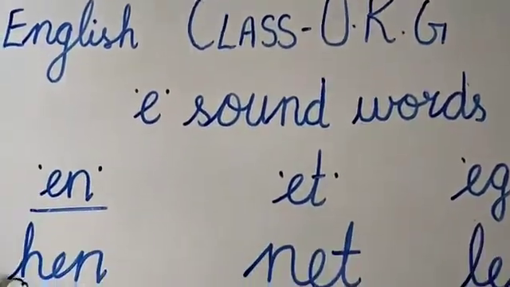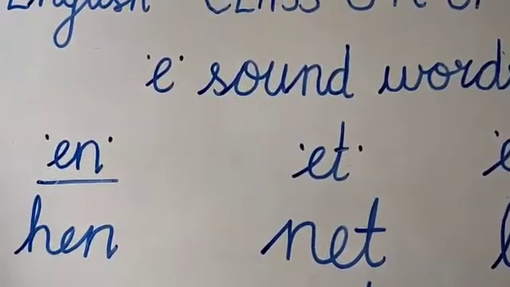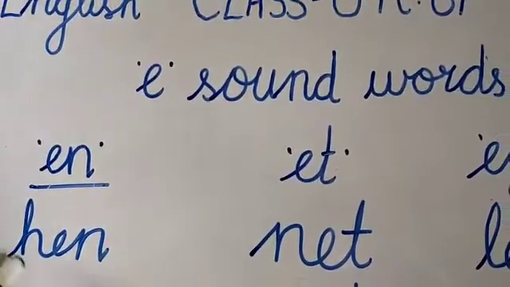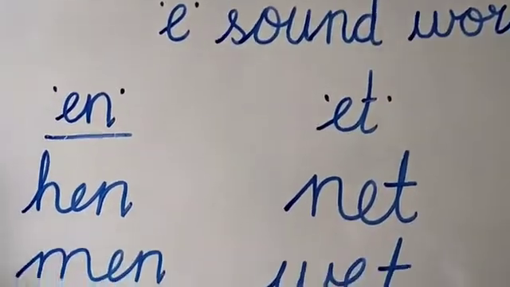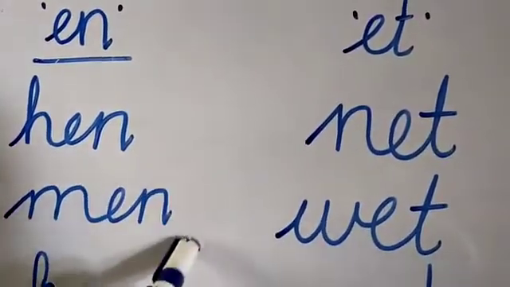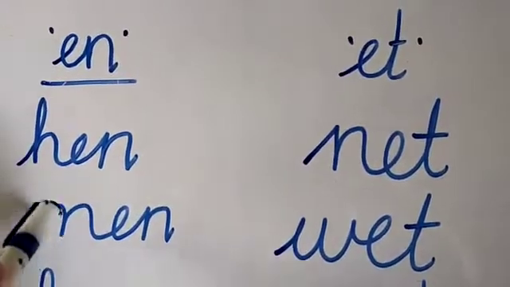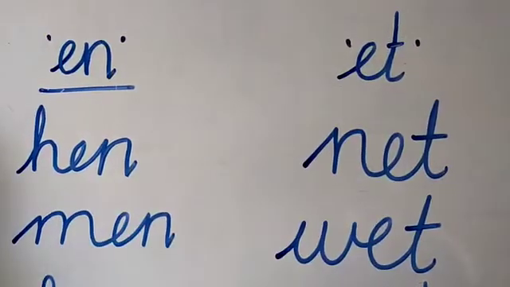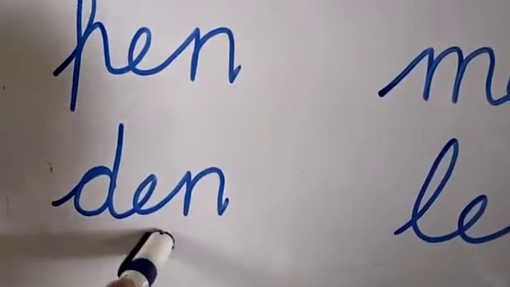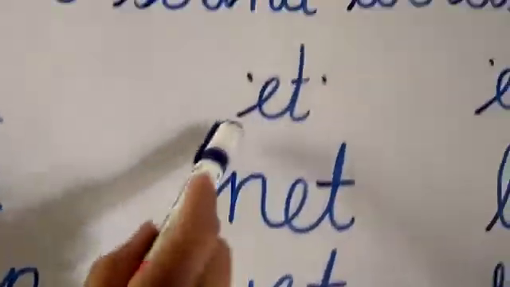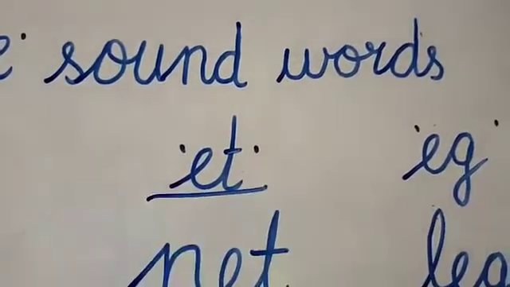First word is H-E-N. Sound of H is H, en, hen. Next, M-E-N. Sound of M is M, en, men. Next, P-E-N. P-en. Pen. Next, D-E-N. D-en, den.